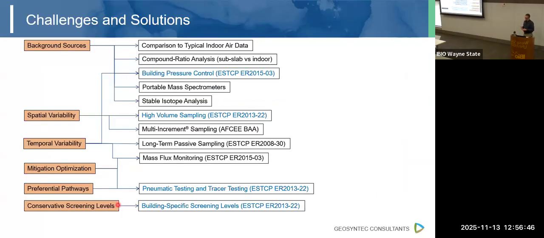There's a range of them. I'm going to focus on the ones that are highlighted in blue. So building pressure control, which will help address the challenges of background sources and temporal variability. High volume sampling, which gets to spatial variability. We can do pneumatic testing with that, which can assess preferential pathways. And then with either the building pressure control or the pneumatic testing, we can come up with building specific attenuation factors and then building specific screening levels that are more reflective of what's going on at the site.